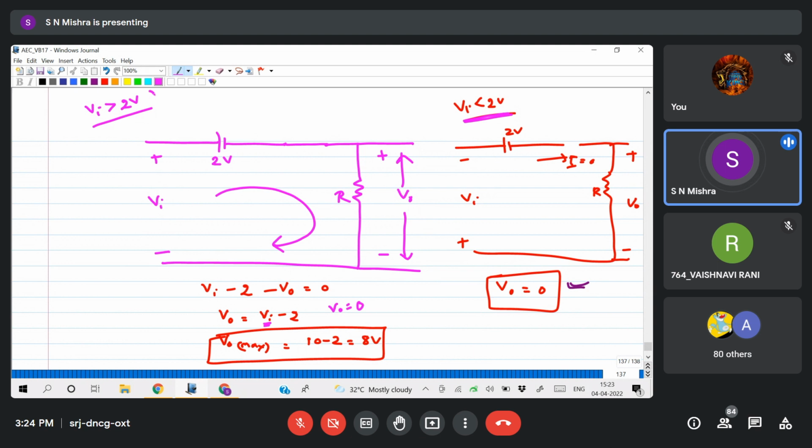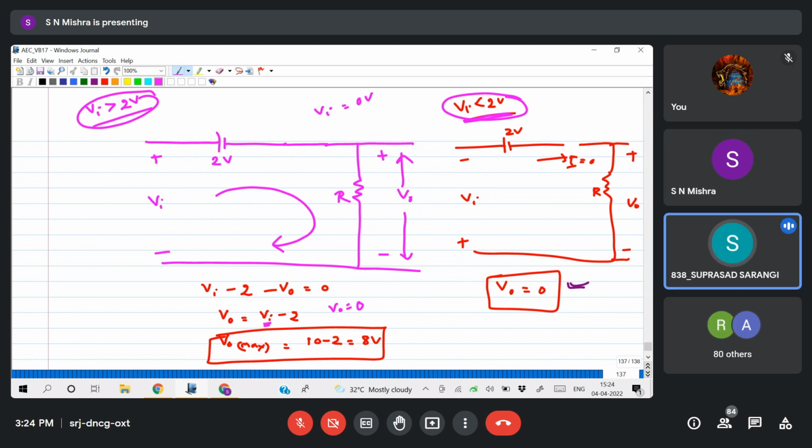Which condition will it follow? This one or this one? If VI is 0 volt, what is your output? Less than 2 volt, less than 2. So what will be the output voltage? 0.